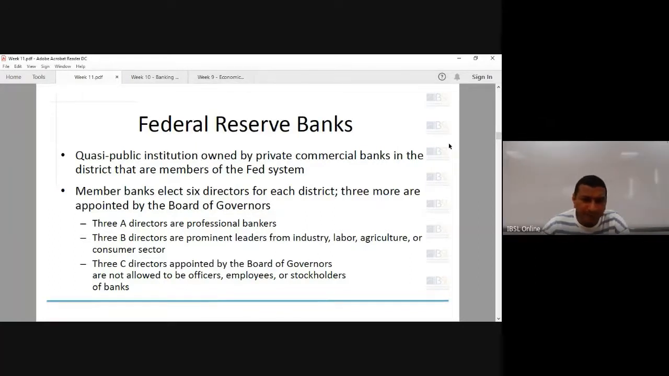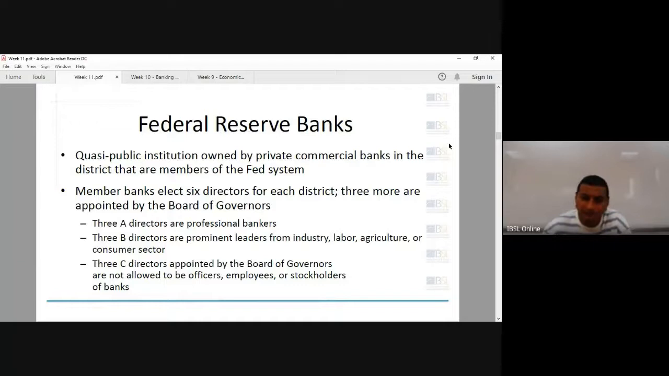And often these directors, this 9-member director board, comprise the professional bankers, yes. Then you see prominent industry representatives, right? And also the Board of Governors appointed 3 members, right? But they are not employees or stockholders of banks. So it's kind of an independence-related consideration.